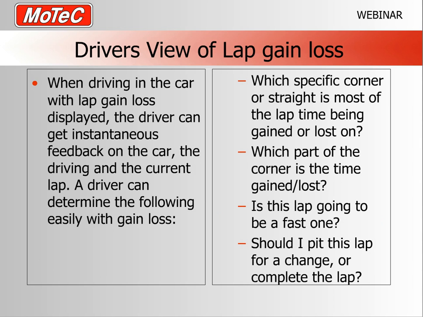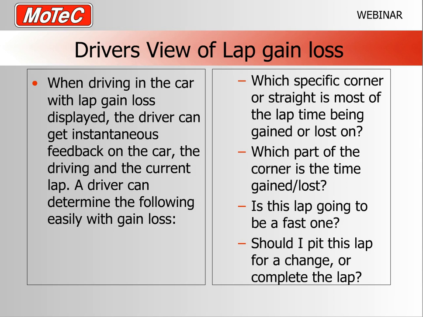So the next and most important part of this is, what's the driver actually going to see and how do you use it? When you're driving a car with lap time gain loss displayed, the driver gets instantaneous feedback. He can find out which corner he's losing most of his time on. Not only that, he can also tell which part of the corner he's losing or gaining most of his time. The driver can work out, is this lap going to be a fast one? Or should the driver come in and pit for a change? Or should he complete the lap?